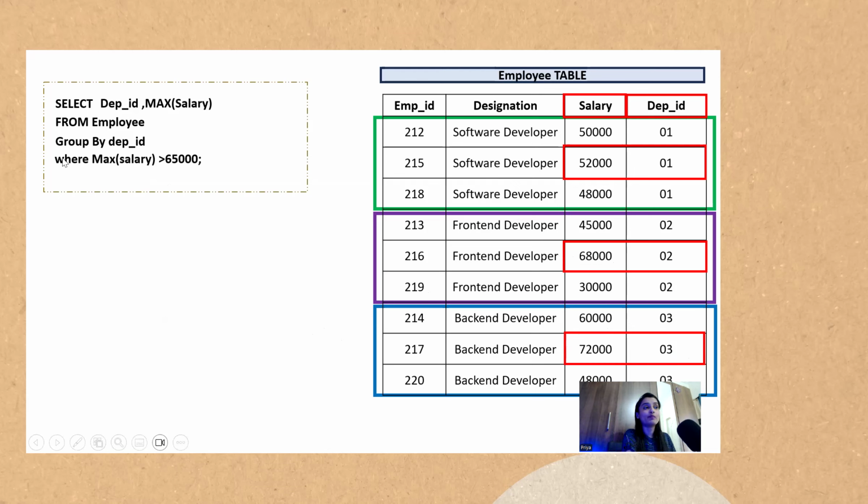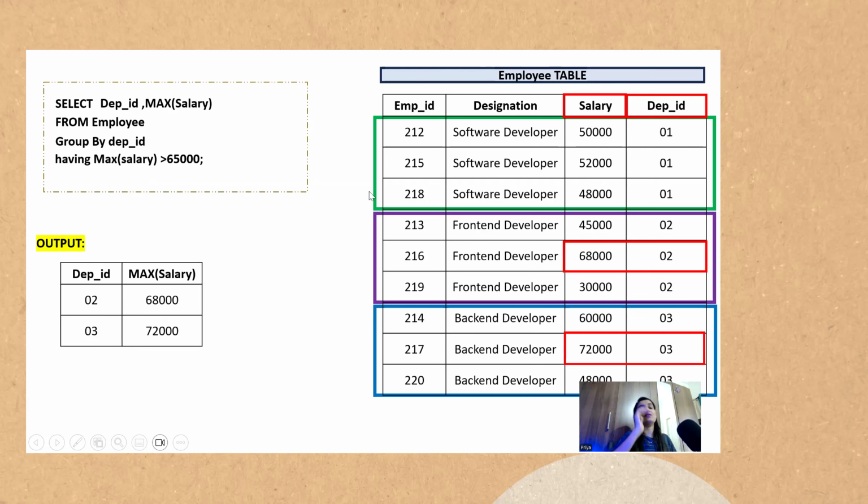After group by, you cannot use where clause. If you want to filter the groups, you have to replace this where with something called having. After group by, we should use having, guys. So now you can check wherever the maximum salary from the groups is greater than 65, it is considering only those records, not other records. So now if you execute, this will be your output.